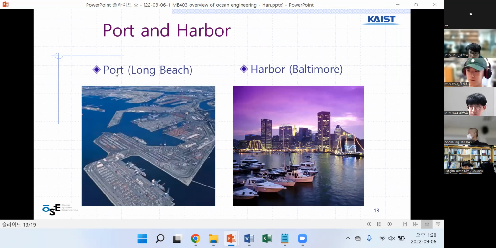Port and harbor. Long Beach. Does anybody know where Long Beach port is? Long Beach is a port of Los Angeles, just below Los Angeles city. Is it connected? Probably connected. Long Beach. He's saying the beach is long. But here is the ship, and then there's a big backyard. We call this the container yard. Containers are stored there, right?